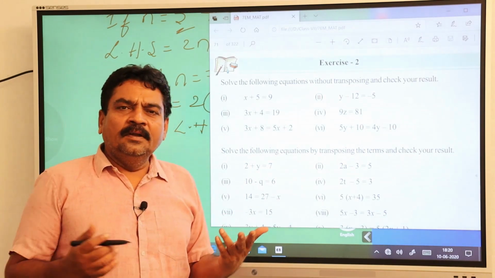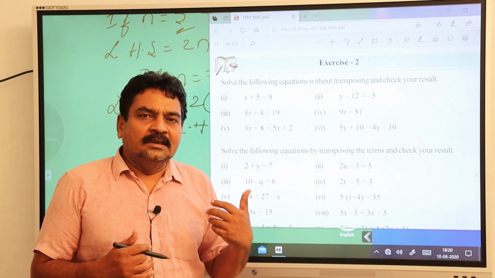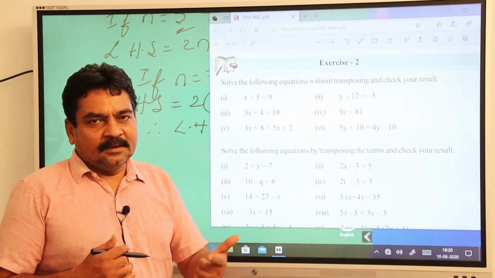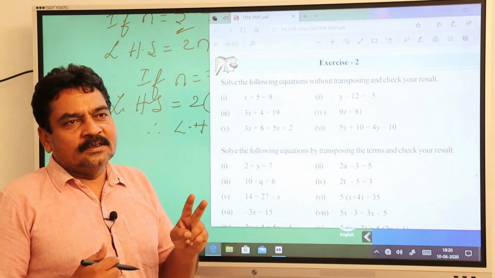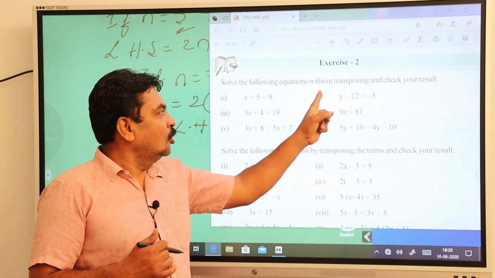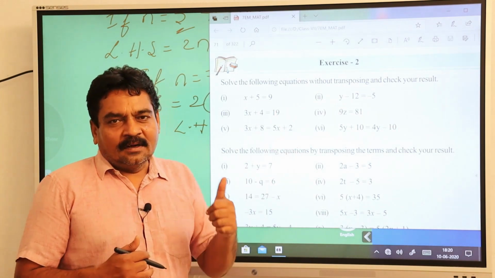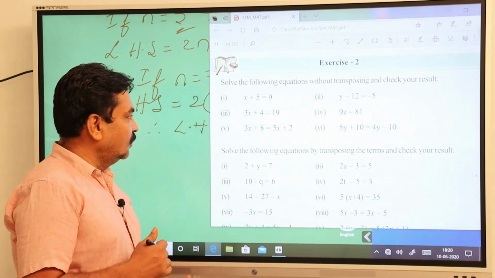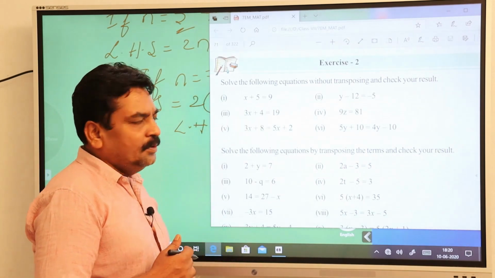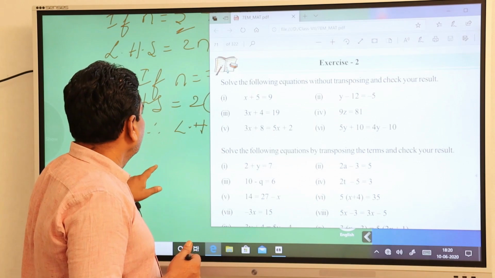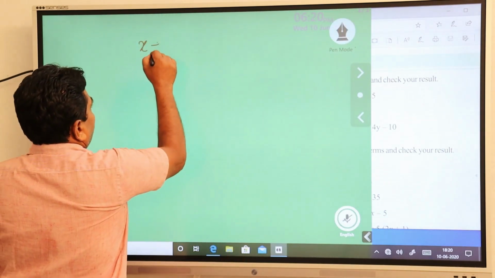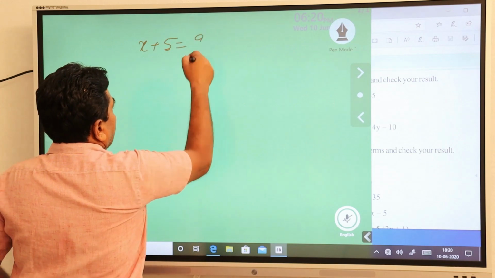So only one method is left if you don't transpose the value. That is the trial and error method only. There are only two methods: one is the trial and error method and the other is the transposing method. When he's asking not to transpose, then you have to use the trial and error method itself. So we'll go with the trial and error method. That is x plus 5 is equal to 9. I'll rub this. x plus 5 is equal to 9, you can say.